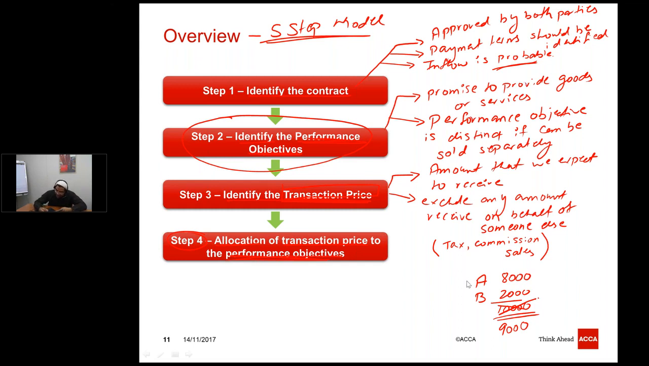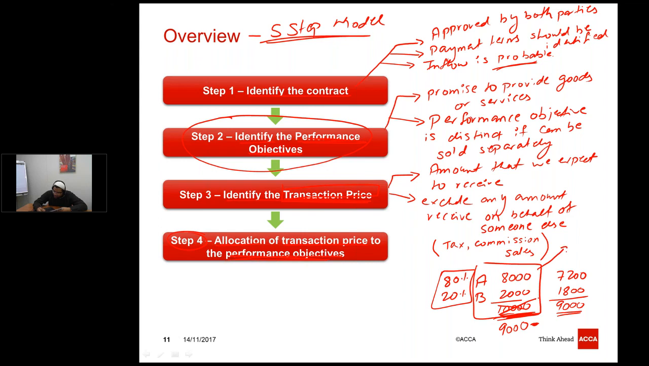So actually, if we see, product A is 80% of the total. Out of the total 10,000, product A is 80% and product B is 20%. So 80% of 9,000 would relate to product A and 20% of 9,000 would relate to product B. So this will become the breakup of the price. This is how we have allocated the transaction price over the performance objectives. And we have used 8,000, 2,000 and 10,000 to calculate the percentages.